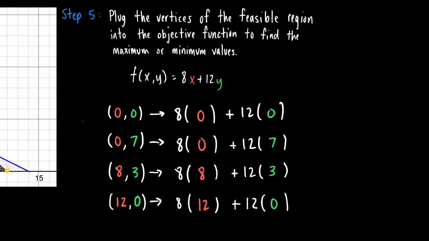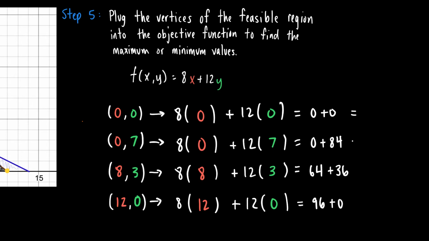So now all we're going to do is come through and figure out who generates the most storage volume. Okay, 8 times 0 plus 12 times 0 is 0 plus 0. 8 times 0 is 0. 12 times 7 is 84. 8 times 8 is 64. 12 times 3 is 36. 8 times 12 is 96. And 12 times 0 is 0.